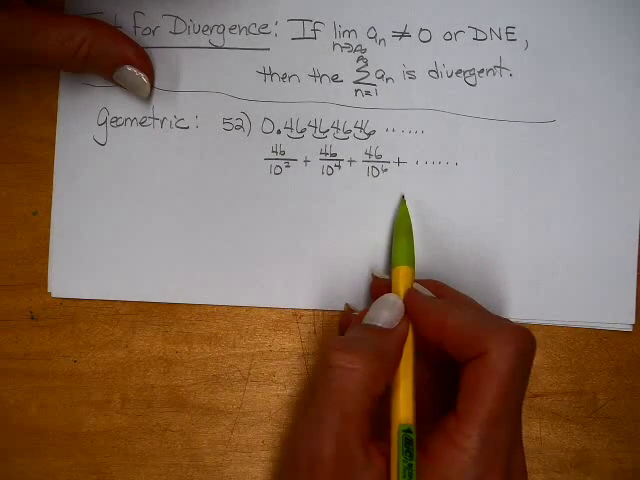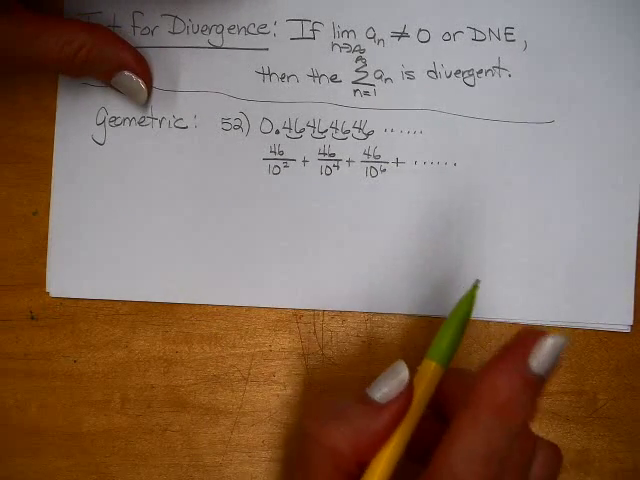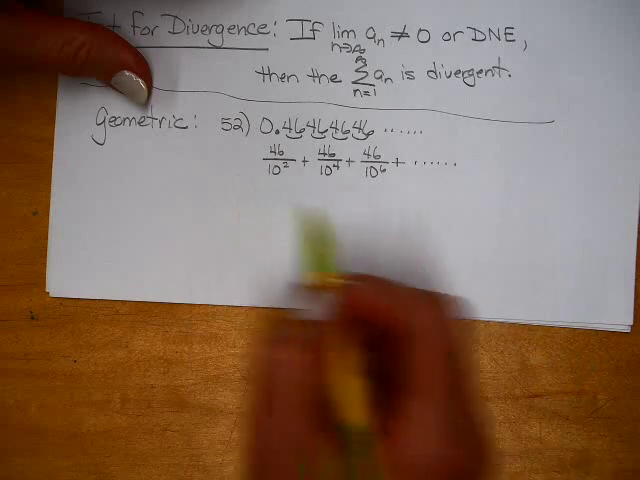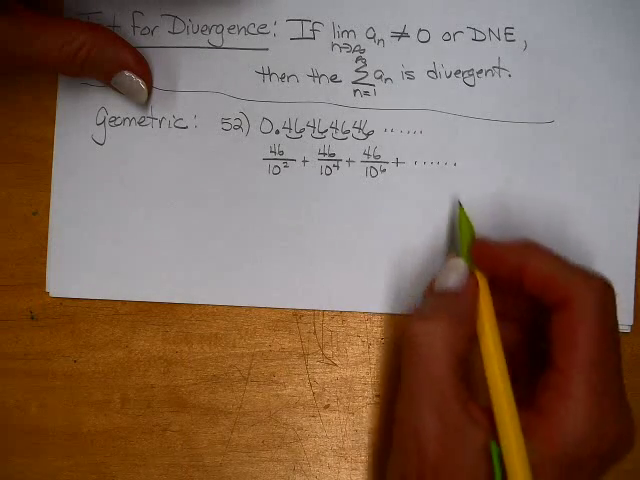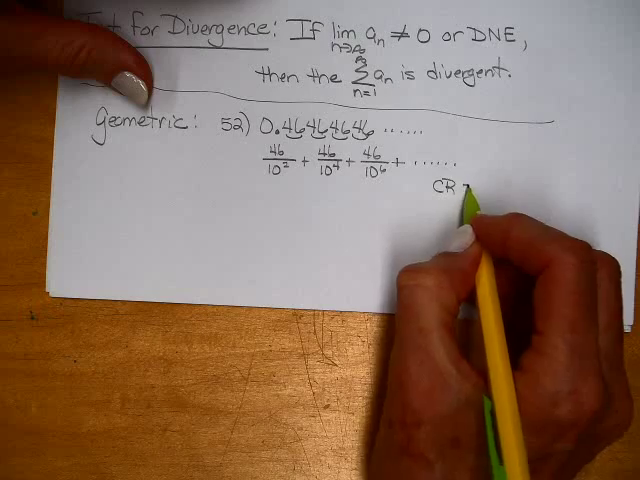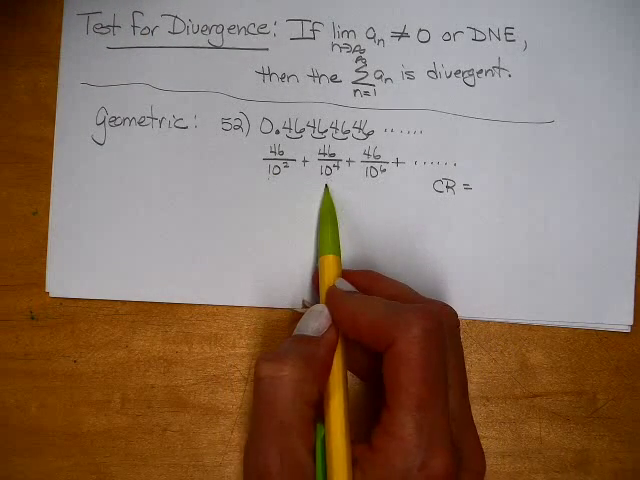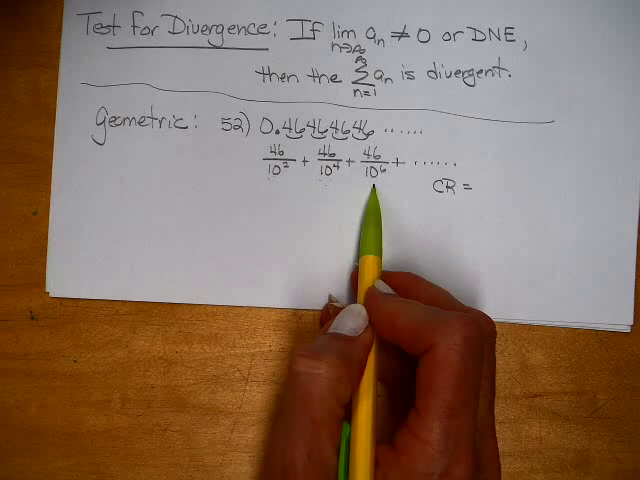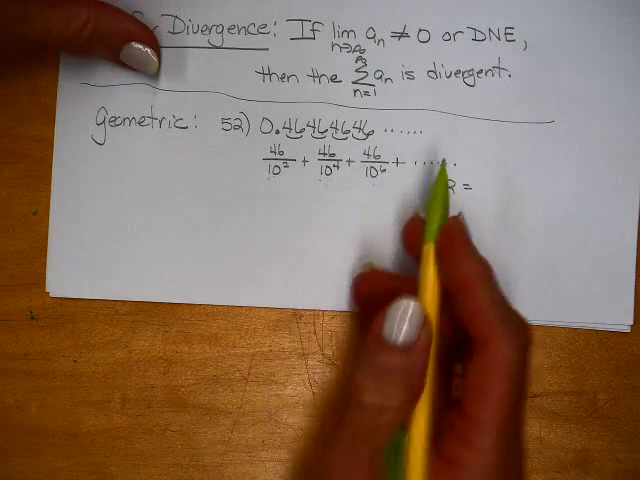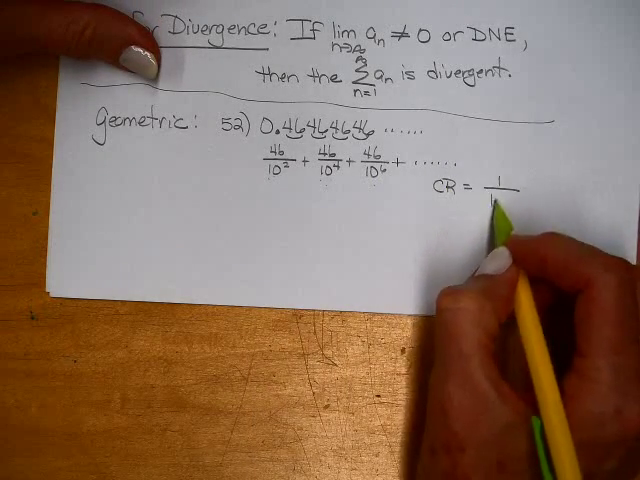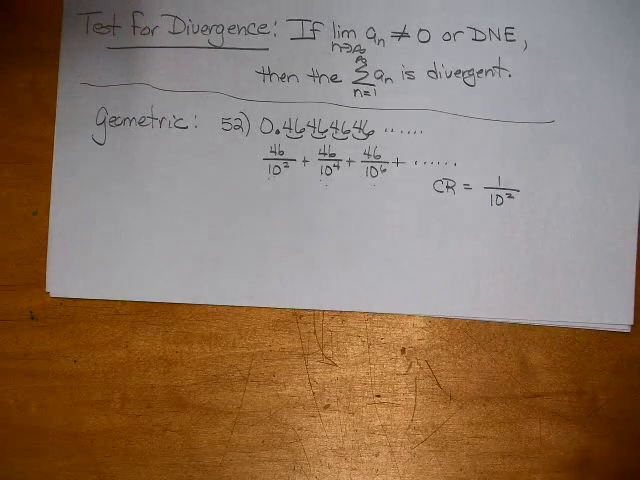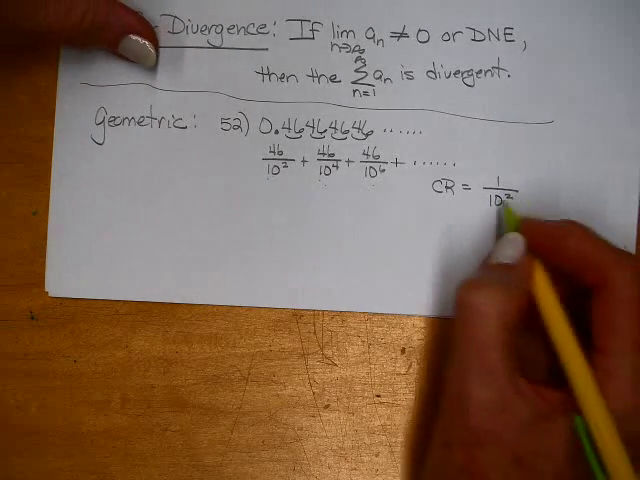All right, this is geometric. There is a common ratio. So find your common ratio. What am I multiplying times this one to get to this one? 1 over 100, or 1 over 10 squared, whichever way you see it. That is your common ratio.